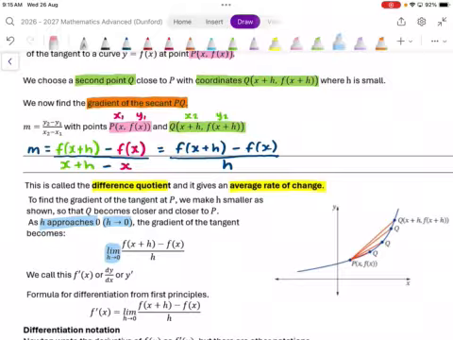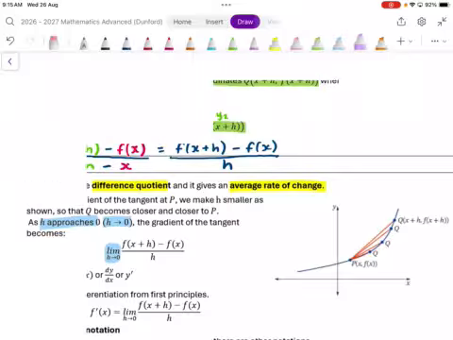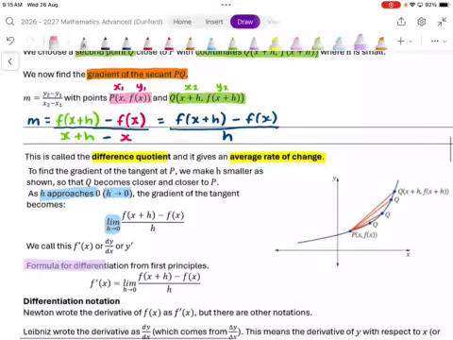So what we do is the gradient of the tangent becomes this formula, the limit as h approaches 0 of f(x + h) minus f(x) all over h. And we call this our f dash x, or our dy on dx, or our y dash. And this is our formula for differentiation from first principles, which is that f dash x is equal to the limit of f(x + h) minus f(x) all over h.